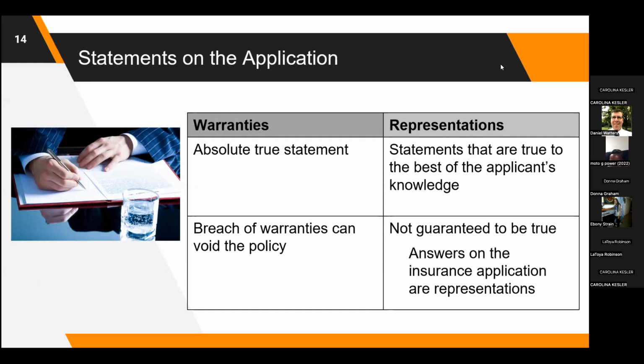So let's say you asked all the medical questions of your client and they said, oh no, we're fine, nothing happened. And then they do a medical and it shows up, oh, they did have a little heart condition. They just didn't know about it. So it's okay. It's not a lie. It's true to the best of their knowledge, right? It's not guaranteed to be true. The answers on the insurance application are representations.